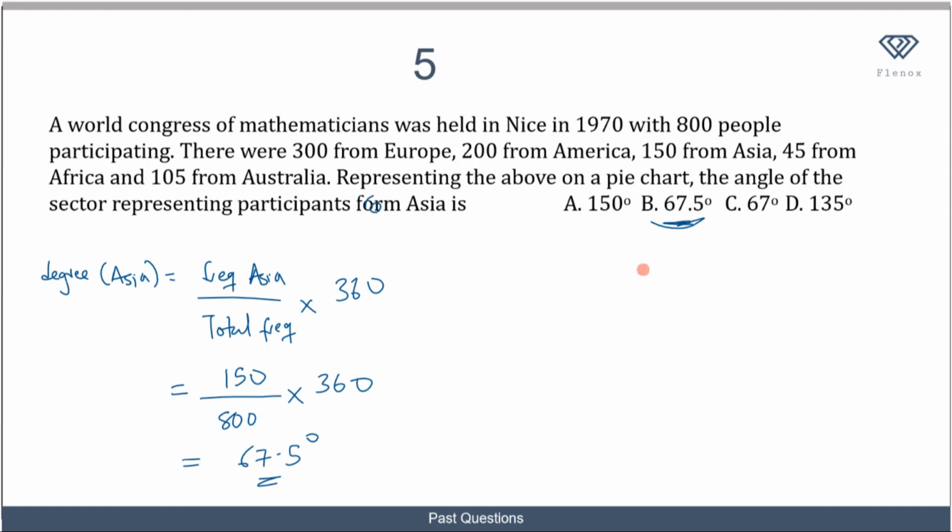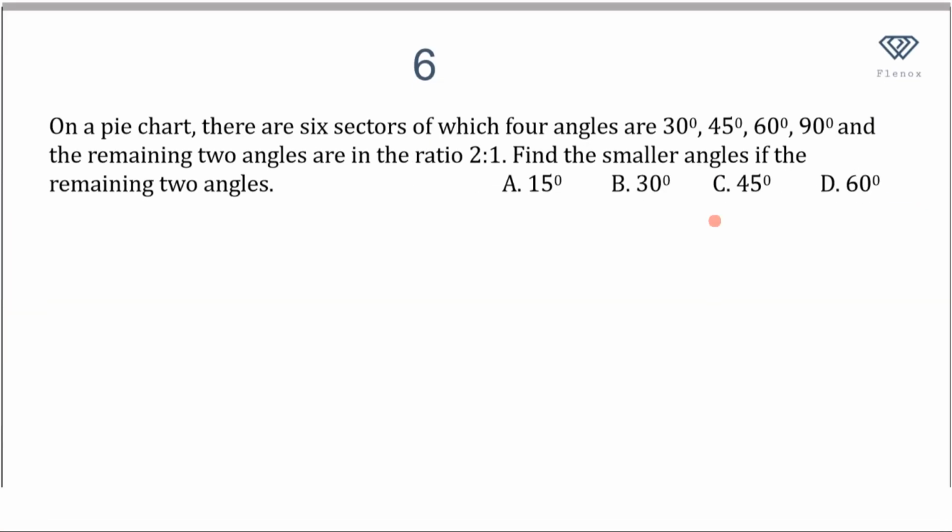Just as a side note, if we were asked to find the percentage of people from Asia, instead of multiplying by 360, we would have multiplied by 100. But since we were asked for the angle in degrees, that is why we multiplied by 360, and we got 67.5 degrees. On to the next question.